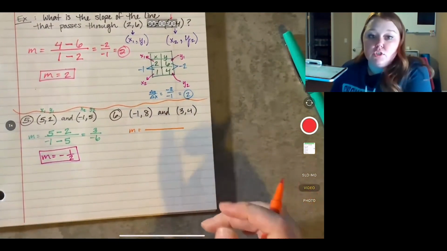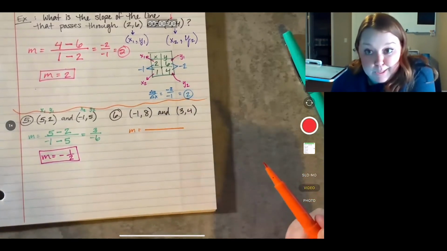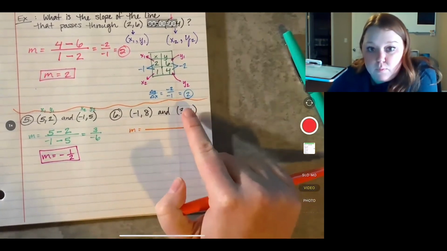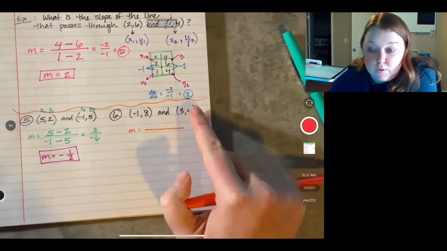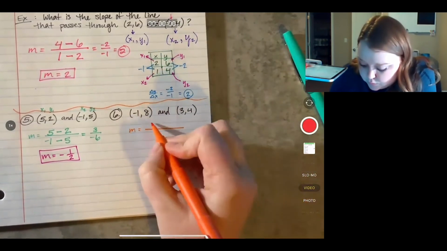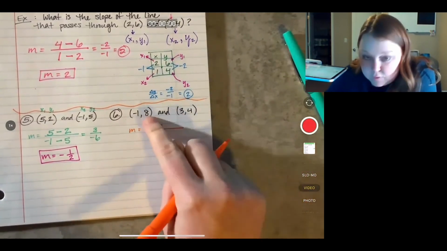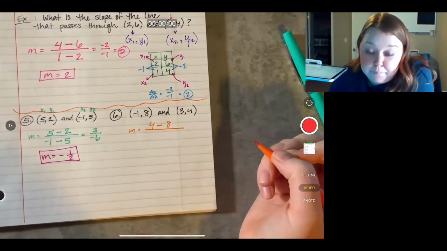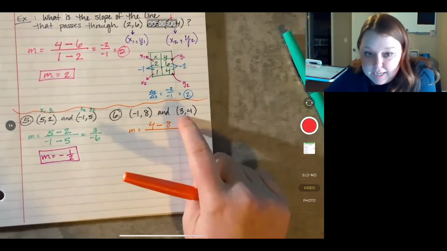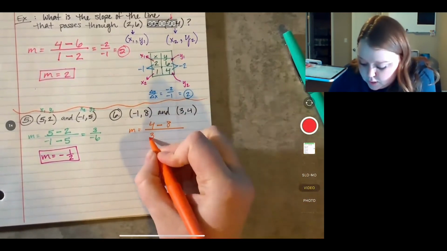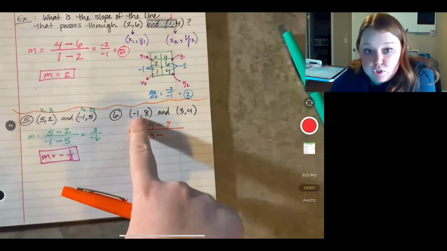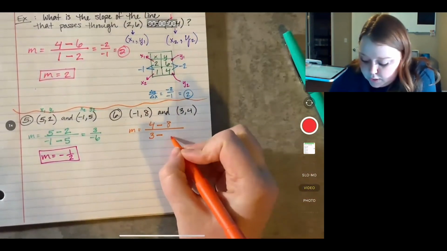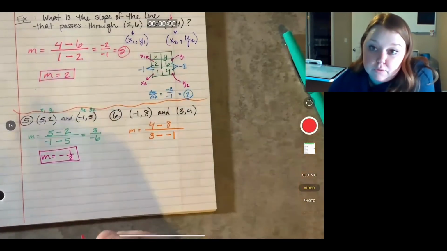Okay, so I know this formula pretty dang well because I've been doing it for 5,000 years, right? So I just know that I start with the second ordered pair. I take my second Y value, which is 4, and I subtract my first Y value, which is 8. So 4 minus 8 should be going on top. On the bottom, I take my second X value, which is 3, and I subtract my first X value. This is where kids mess up. If you put a 1 here rather than a -1, you're going to get the wrong answer.